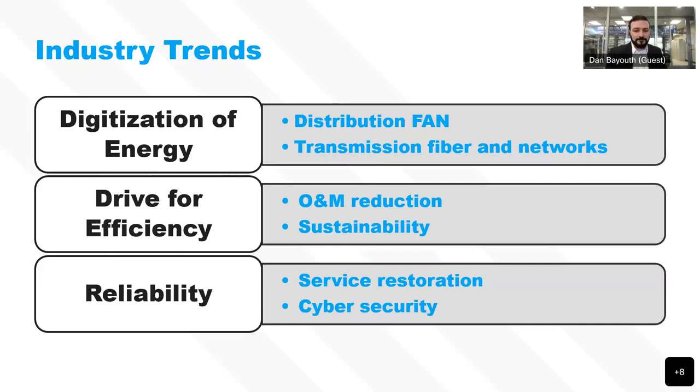And what sort of volume are you seeing going out into the distribution grid, in terms of connected devices? And if there is a volume, what do you see as the intersection there with network automation?